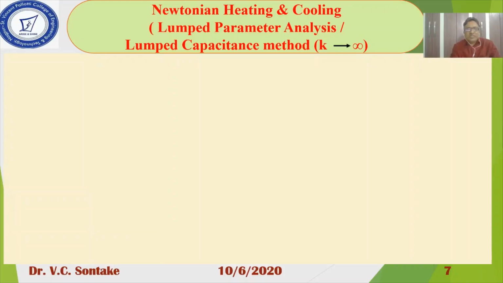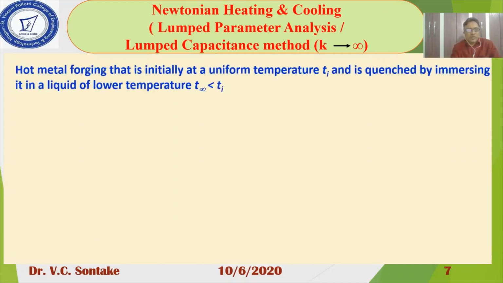So now let us discuss what you mean by lumped parameter analysis, how it is done. In order to understand lumped parameter analysis, let us consider a hot metal forging as a solid body that is initially at a uniform temperature Ti, and it is quenched by immersing into a liquid of lower temperature T infinity.